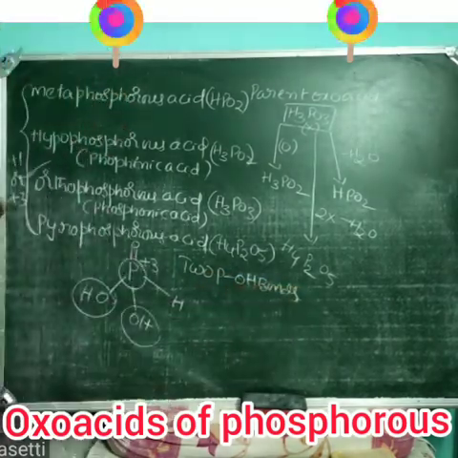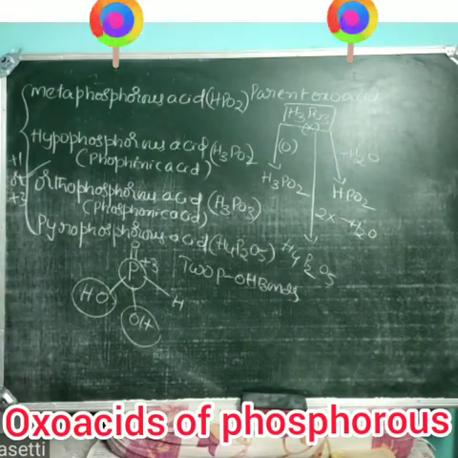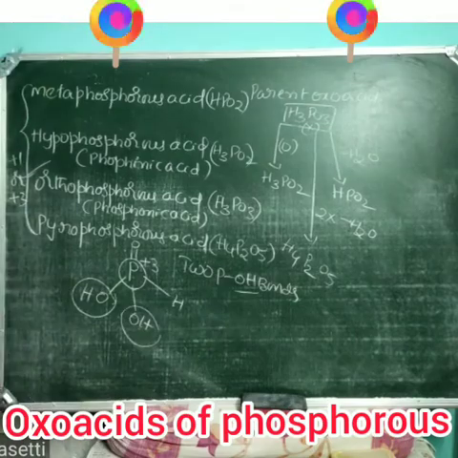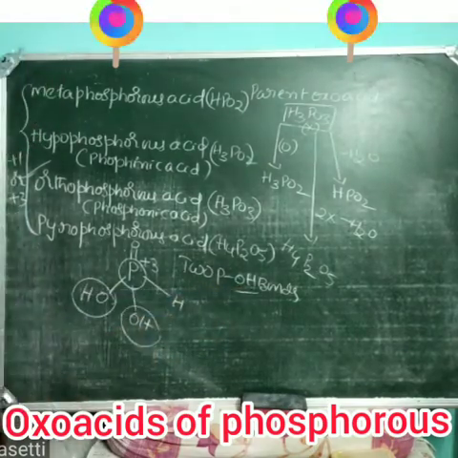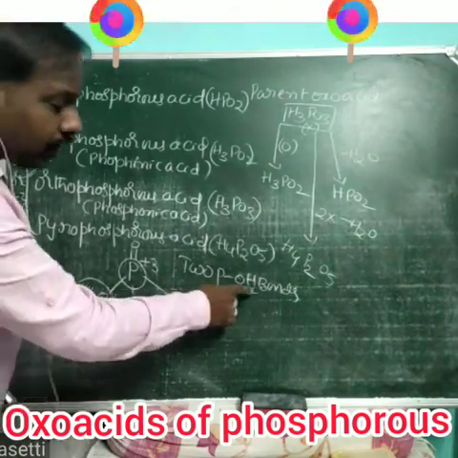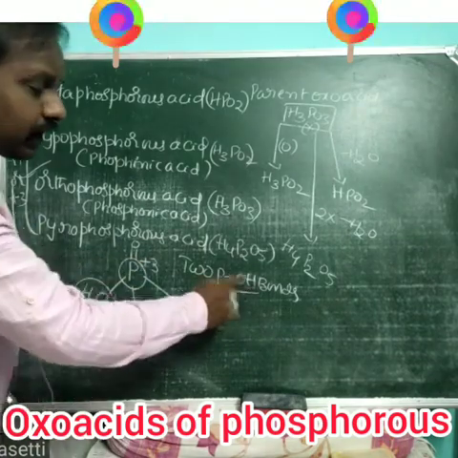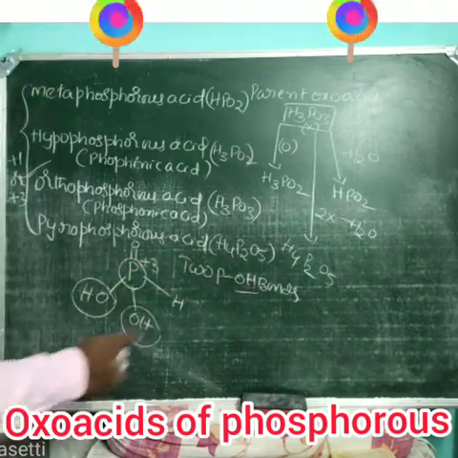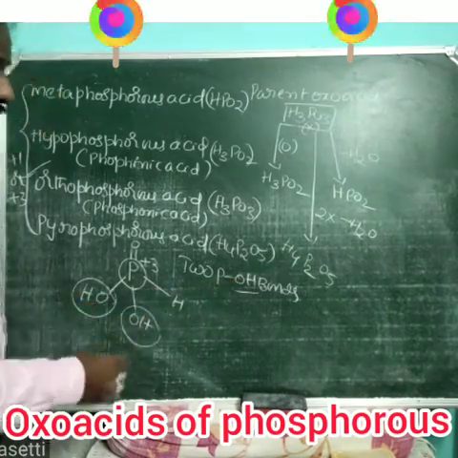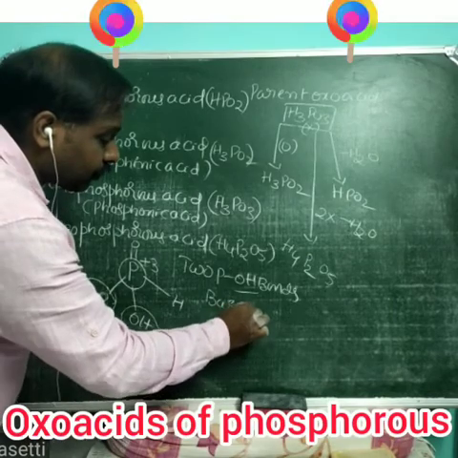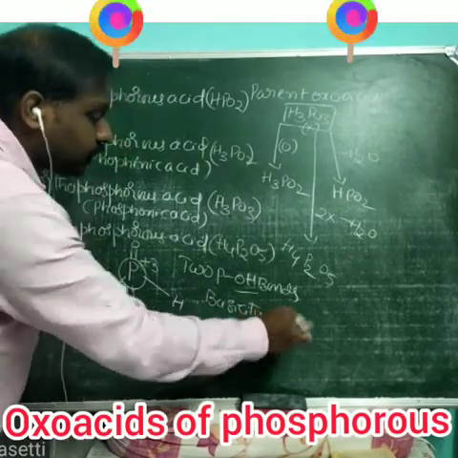It contains 2 POH bonds. Already I told you, if it contains OH, that indicates that this hydrogen is ionizable hydrogen. So if it is ionizable hydrogen, 2 such hydrogens are present here. So basicity is 2.